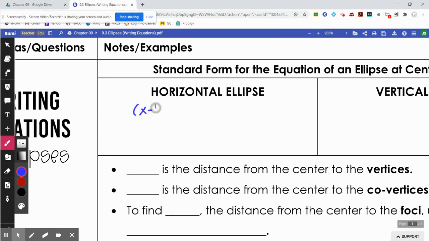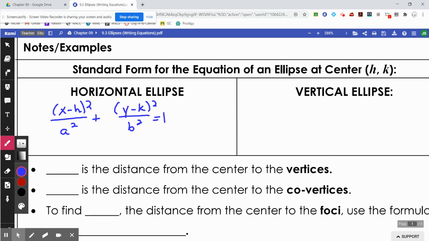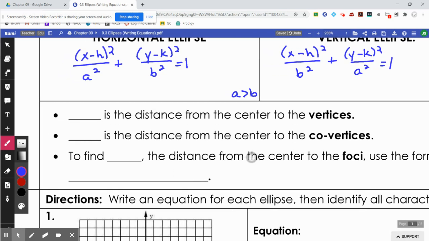it's going to be (x minus h) squared over a squared. That's the biggest thing, is your a is going to be under the h value. (y minus k) squared over b squared is equal to 1. Now, if it is a vertical ellipse, it's going to be right opposite with the a's and b's. It's going to be (x minus h) squared over b squared, and reminder that a is always bigger than b, plus (y minus k) squared over a squared equals 1. So a vertical is the larger number is going to be under the y.